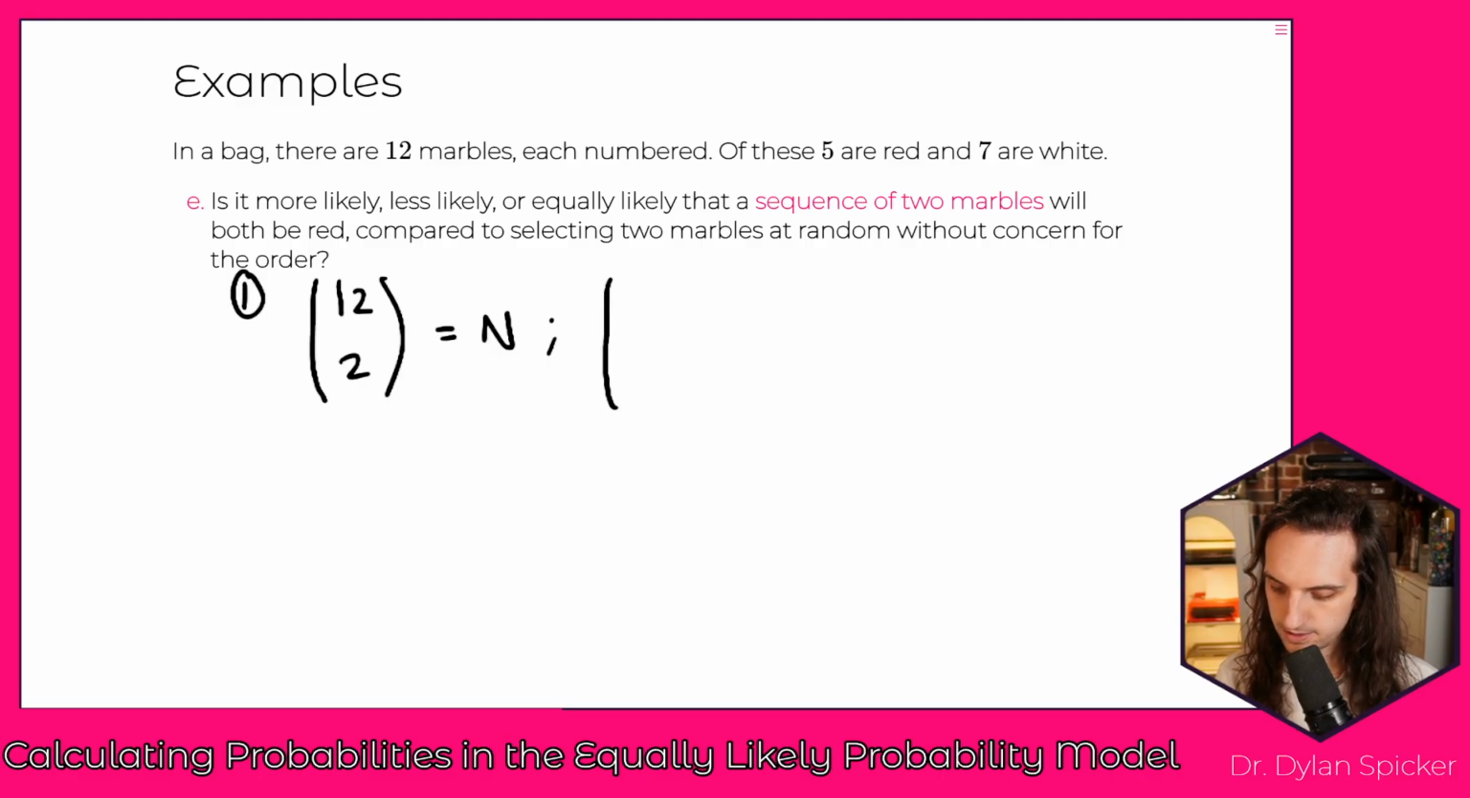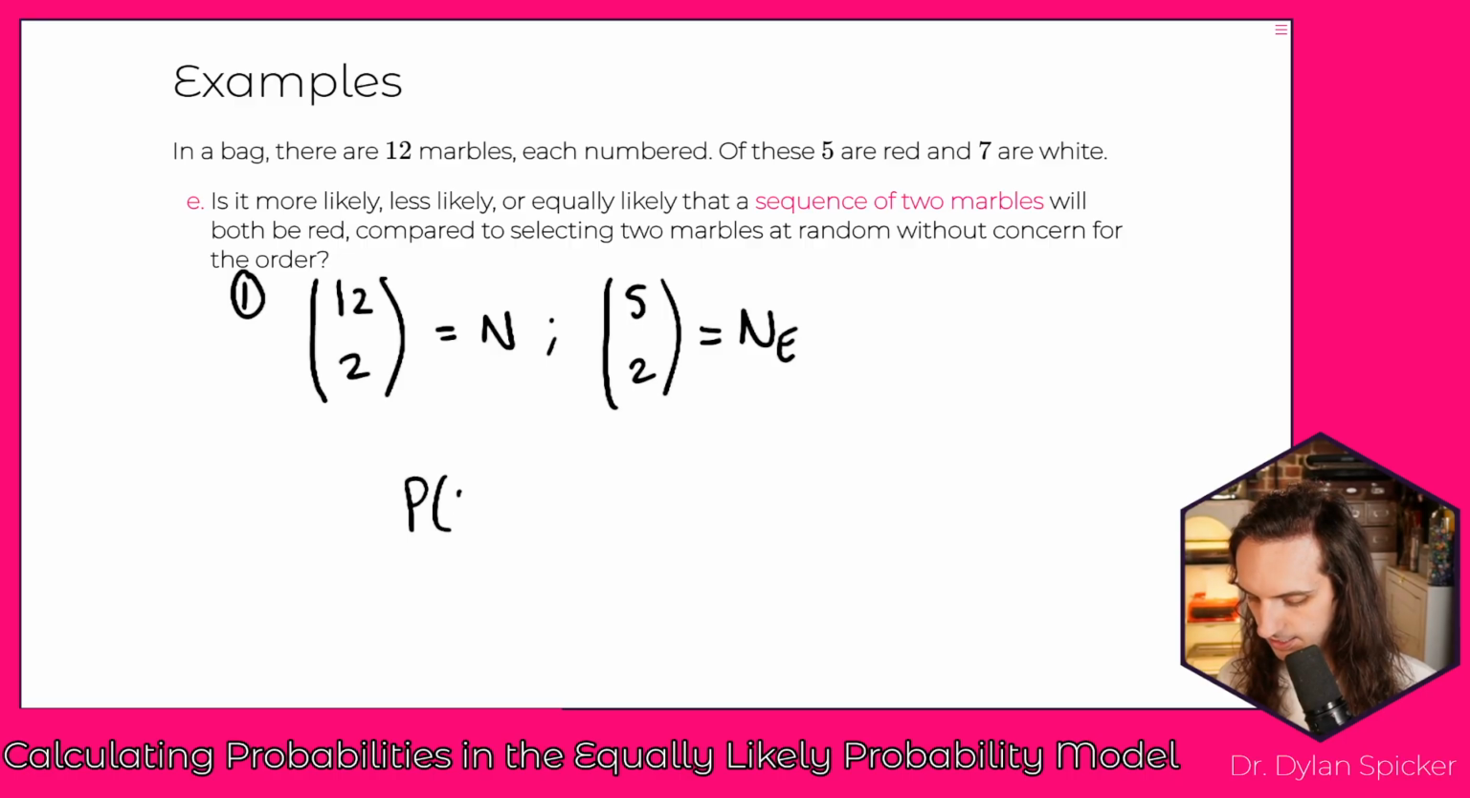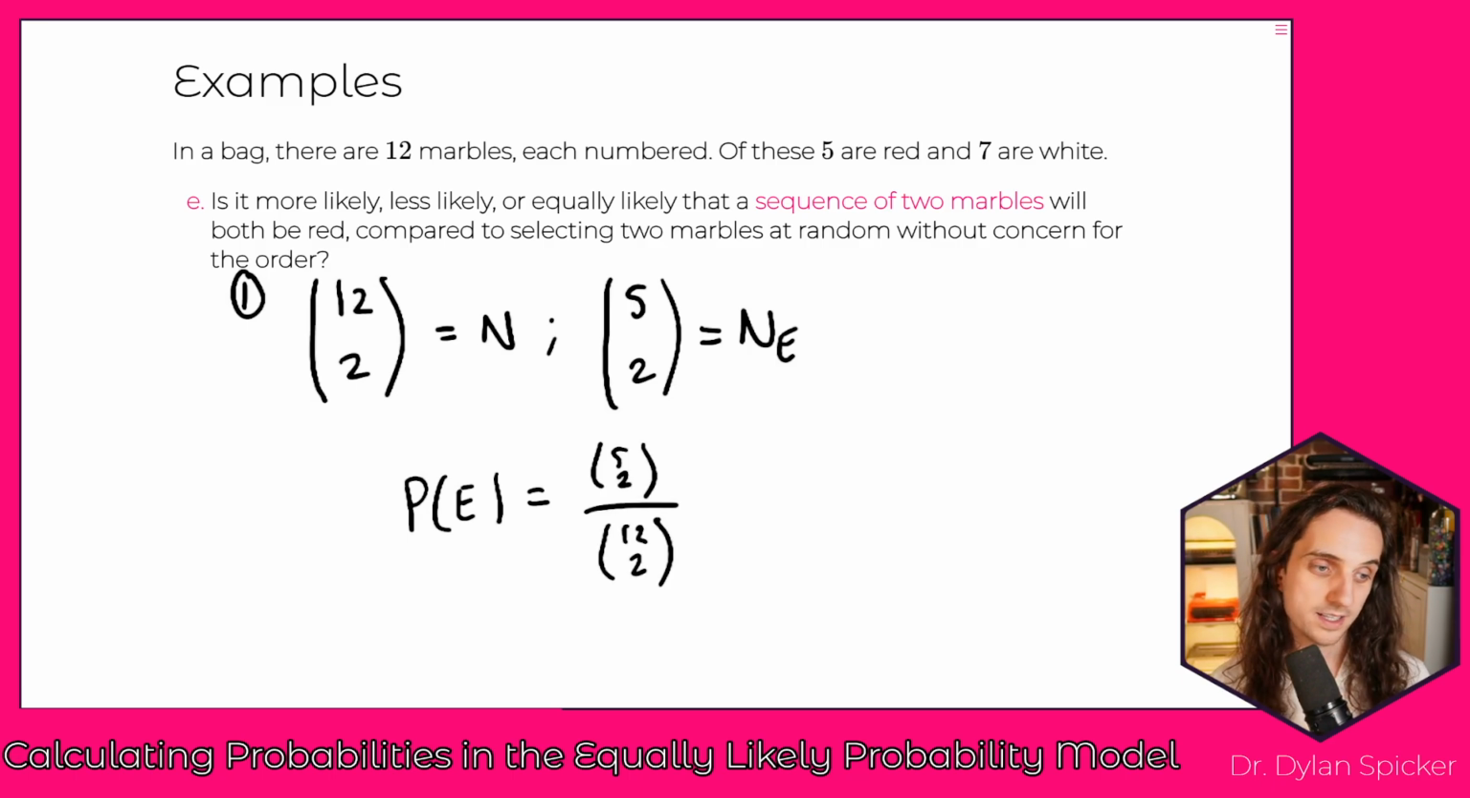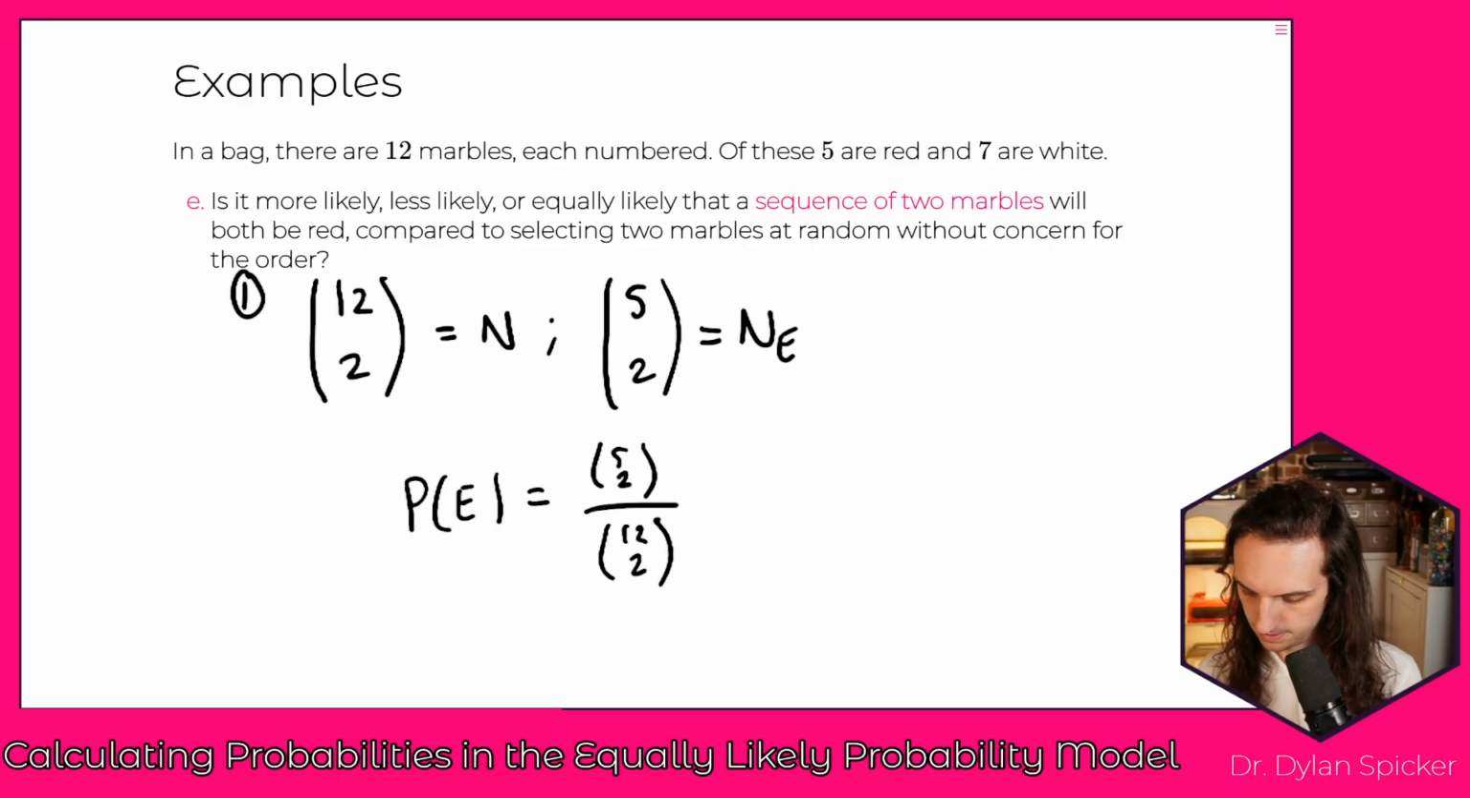And then there are going to be 5 choose 2 ways of picking out the red marbles. And so that's going to give us NE, right? And so then what we're saying is that the probability of E in the first model is 5 choose 2 out of 12 choose 2. Okay, and so that gives us our first approach here.